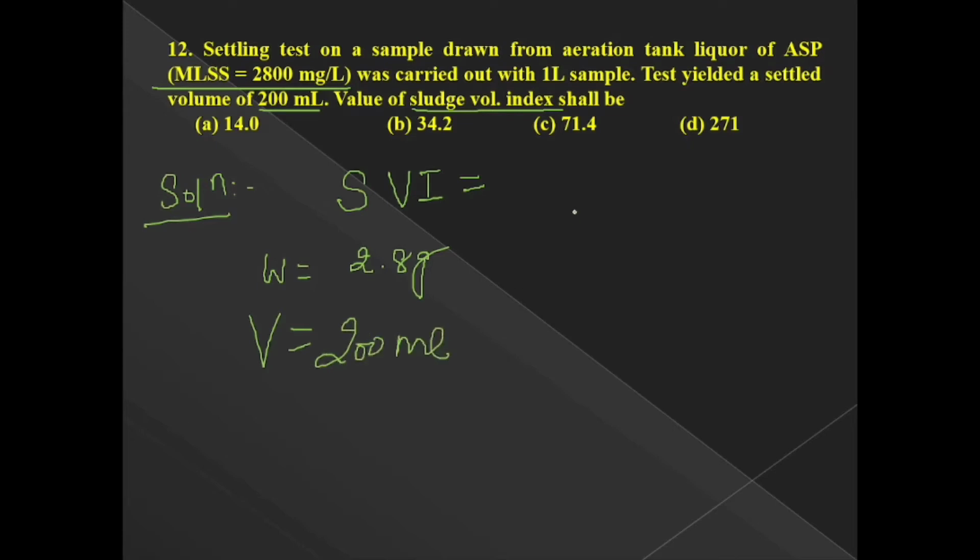As we know, my dear students, sludge volume index is equal to V divided by W, that is 200 divided by 2.8, and after solving I found the value as 71.429. Now our option number C is the correct option. That is, 71.4 is the sludge volume index, having no units. Now please note it down fast. After that we will move towards our next question.